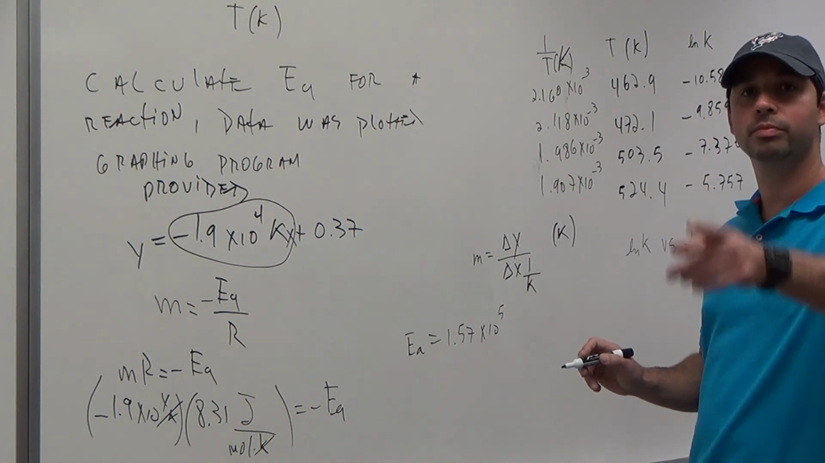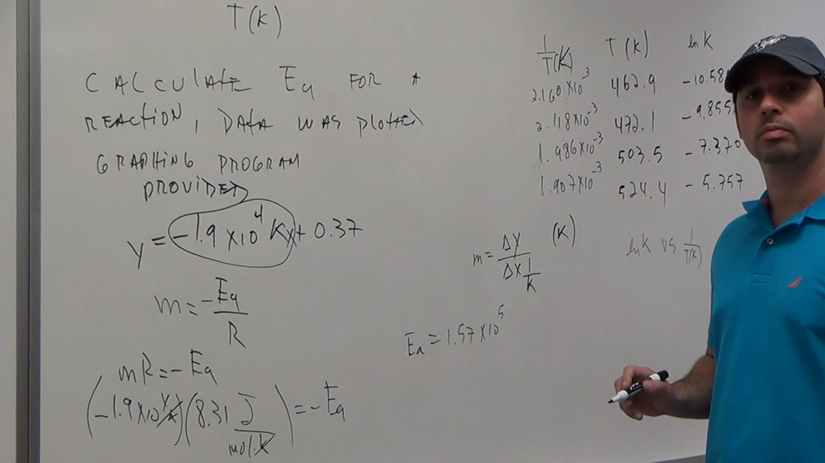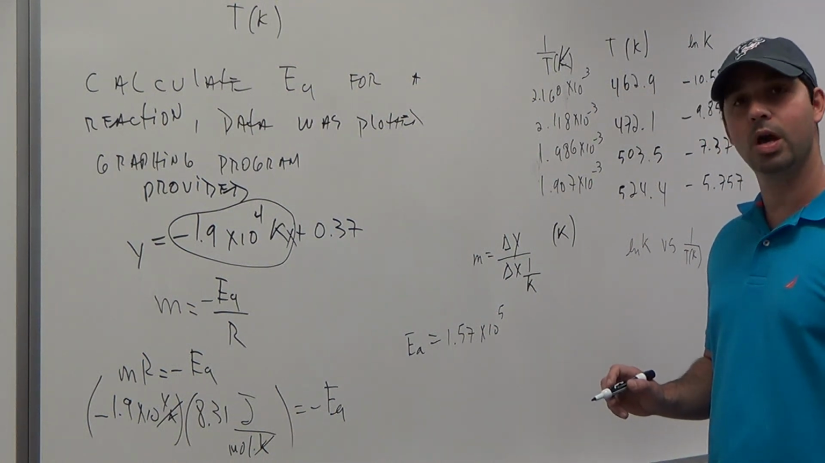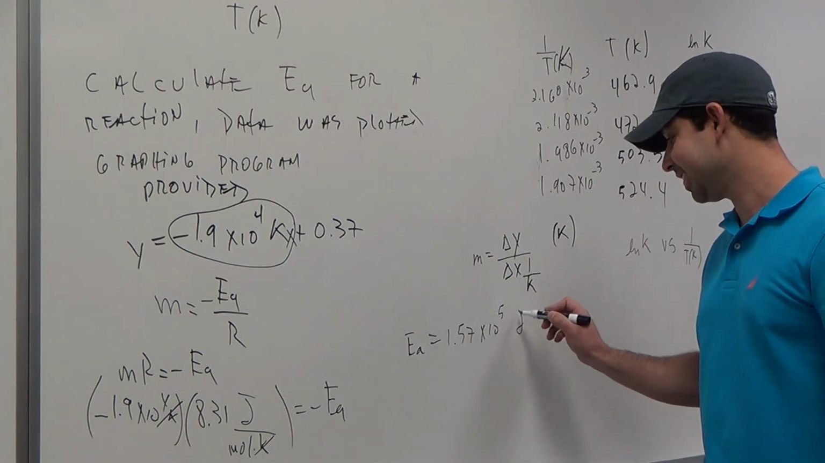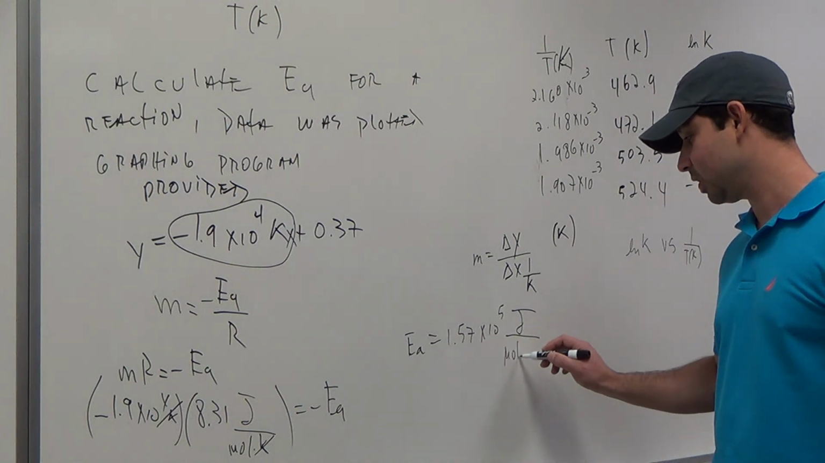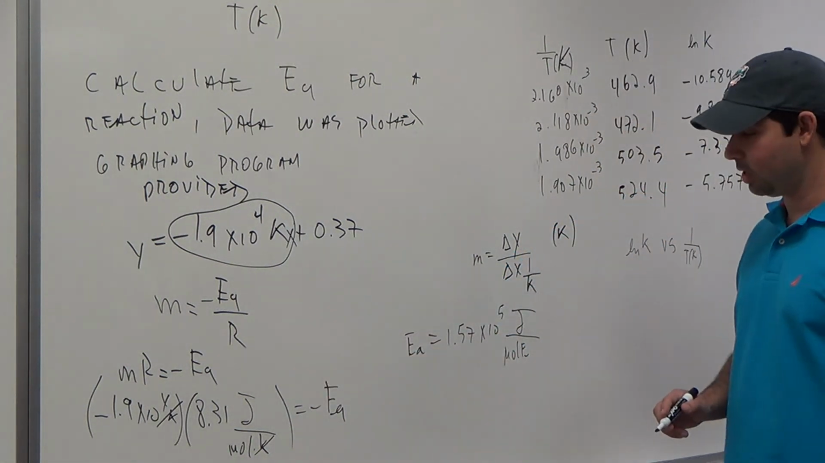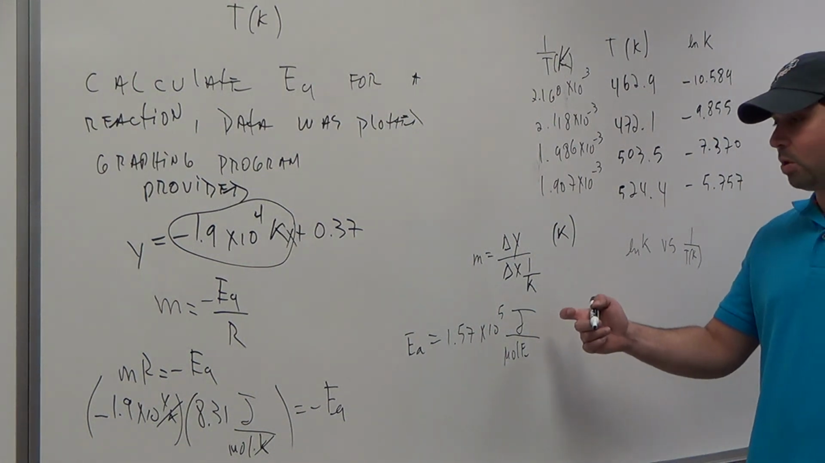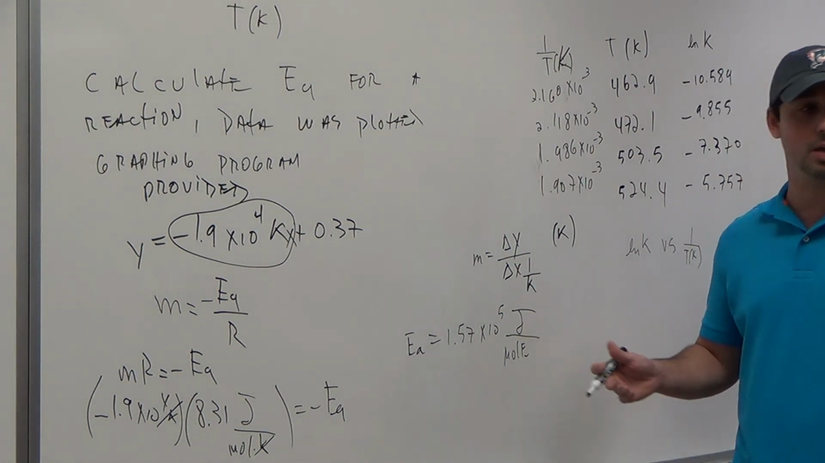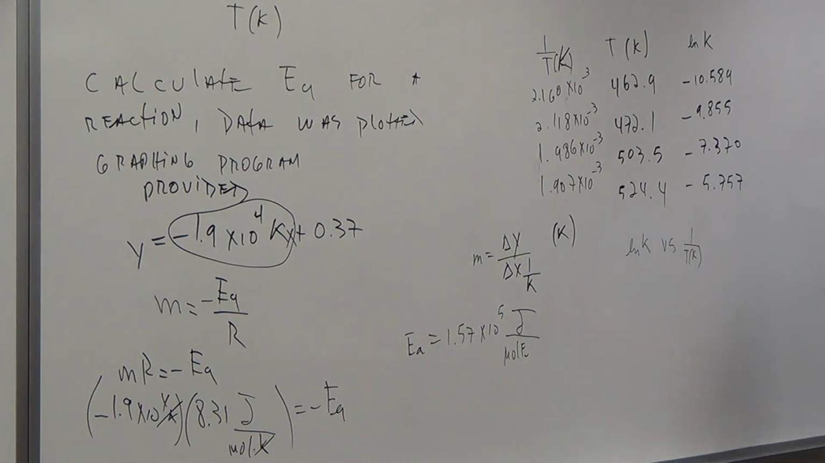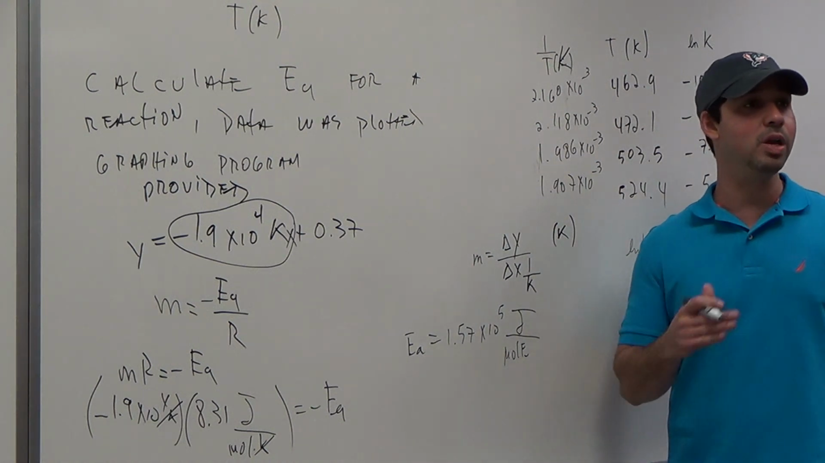Units. Joules per mole Kelvin, but the Kelvin canceled out, okay? Never mind, sorry. Kelvin canceled out. And most of the time, energy of activation is given in joules. Have I been talking about energy of activation in joules? No. Energy of activation is most of the time given in kilojoules.